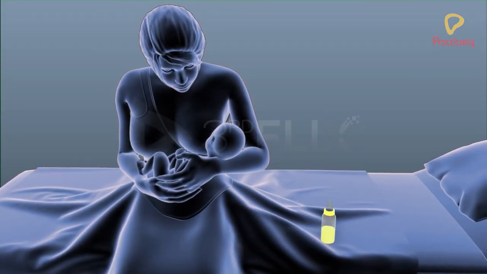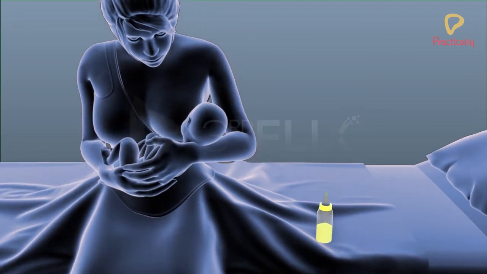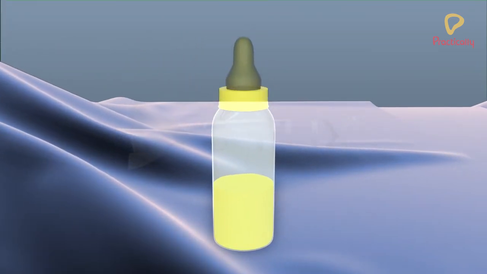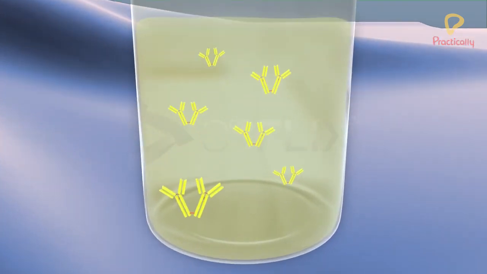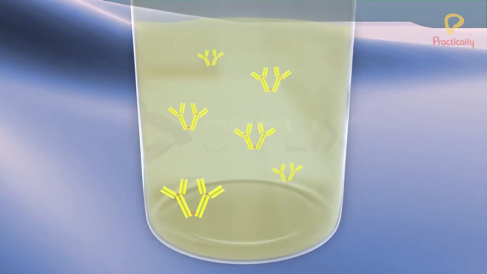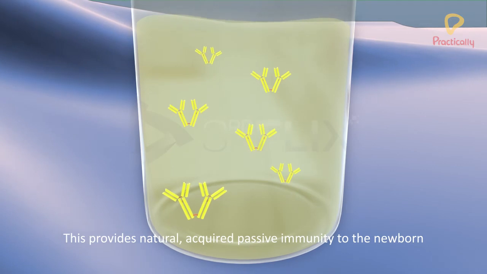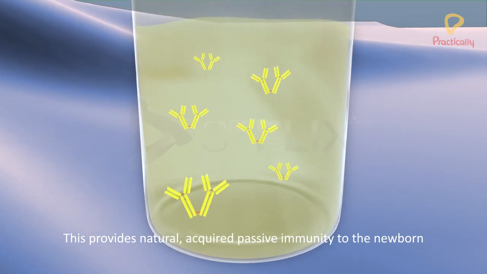During the first few days after childbirth, the milk produced is a thin, yellowish fluid. It is called colostrum. It is rich in IgA antibodies. This provides natural, acquired, passive immunity to the newborn.